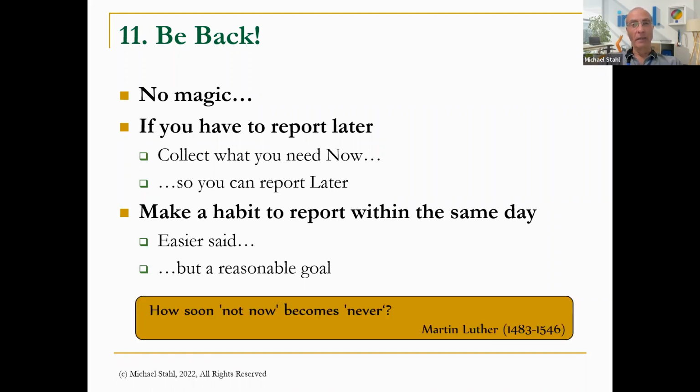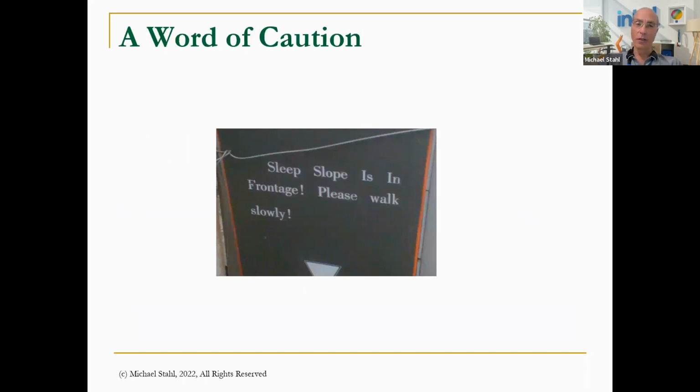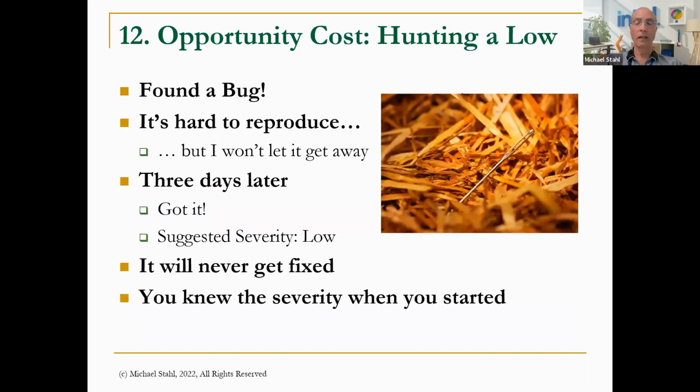And the last one is a word of caution, right? We find a bug and it's very hard to reproduce, but we are not going to let it go, and we are going to work on it, and we are going to find it. And after 3 days, we found the exact flow that will reproduce it. And we report it, and we suggest a severity of low, which means probably it will not get fixed, if it's so hard to reproduce and you have to jump through hoops to get it to show. And probably we knew about it. We could already tell in the first hour, this is not going to be fixed.